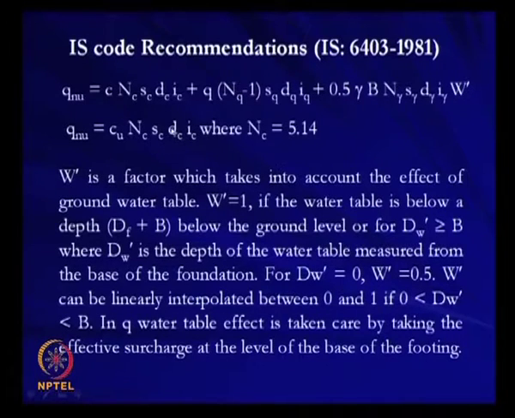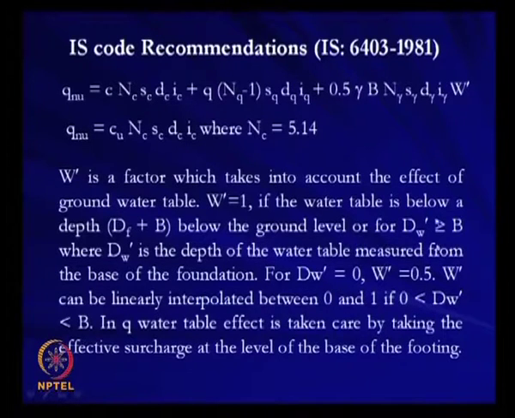Now, here one factor, this is similar to again this sc, dc, ic is for shape factor, depth factor and the inclination factor. Now, this expression is valid for phi greater than 0 condition, and the second expression is valid for phi equal to 0 condition, where Nc is 5.14 and this will be the net ultimate bearing capacity of the soil at phi equal to 0 condition.